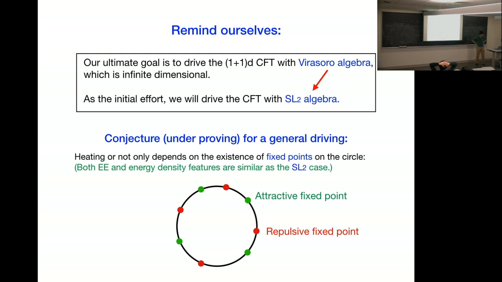So, the conjecture for the general Virasoro algebra, for which we have a partial proof: the heating or not of the system only depends on the existence of fixed points on the circle. If there are fixed points, the system will always be heated. If there is no fixed point, the system will not be heated. For example, we can prove this is a sufficient condition of heating and not heating, and we haven't proved it is a necessary condition. This is still under proving.